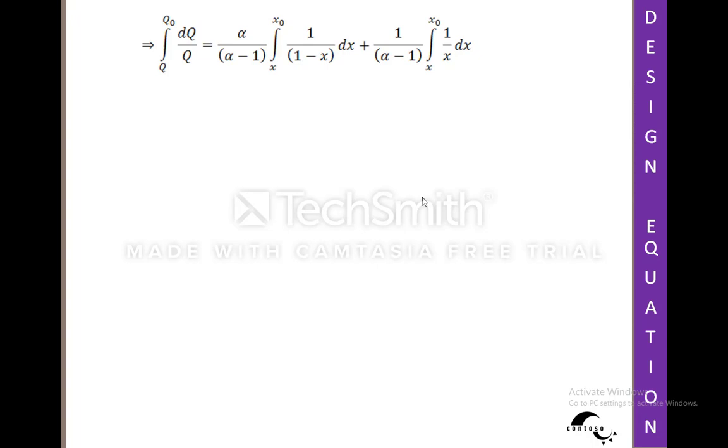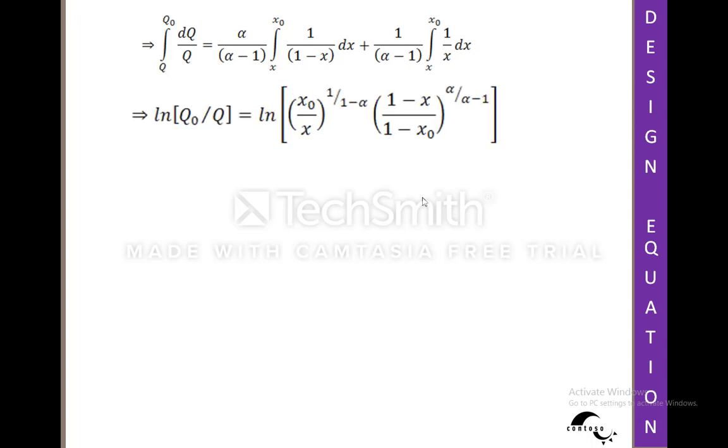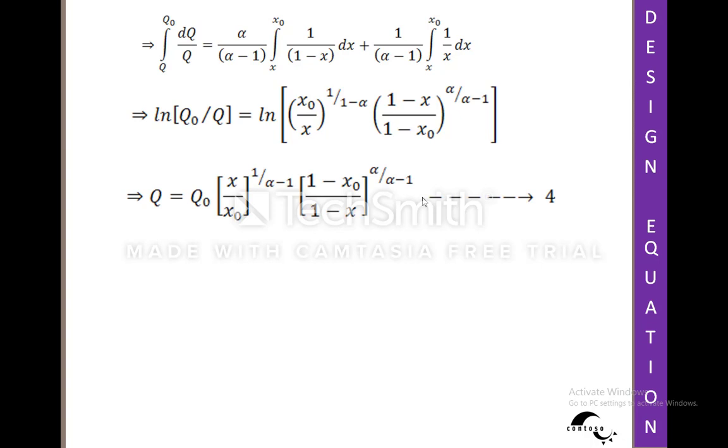After integrating and applying the limits, I have obtained ln of q naught by q equal to ln of x naught by x power 1 by 1 minus alpha, and 1 minus x by 1 minus x naught power alpha by alpha minus 1. So both the sides you have ln, so you can eliminate ln, and I have written this particular equation in terms of q. Here the q is in the denominator.